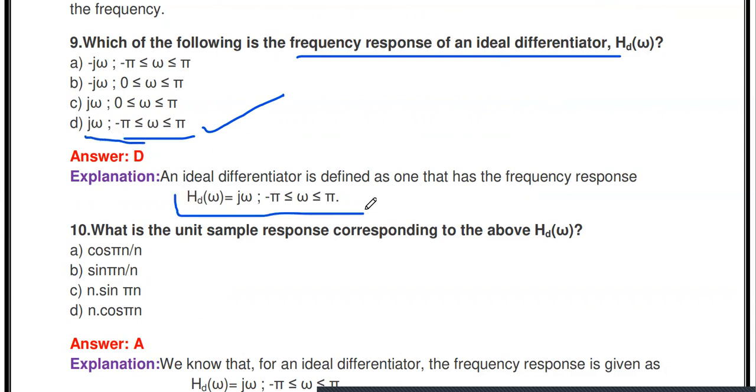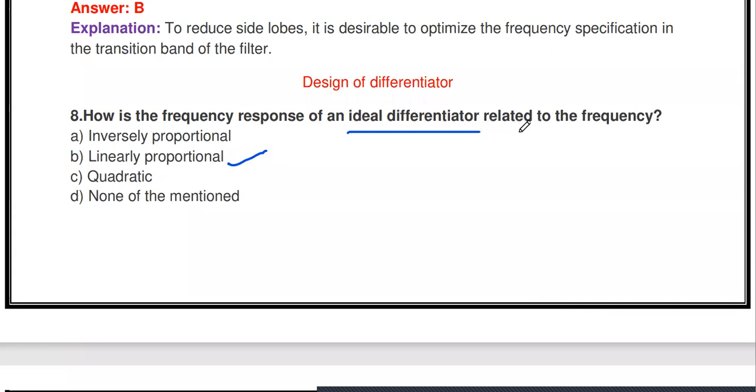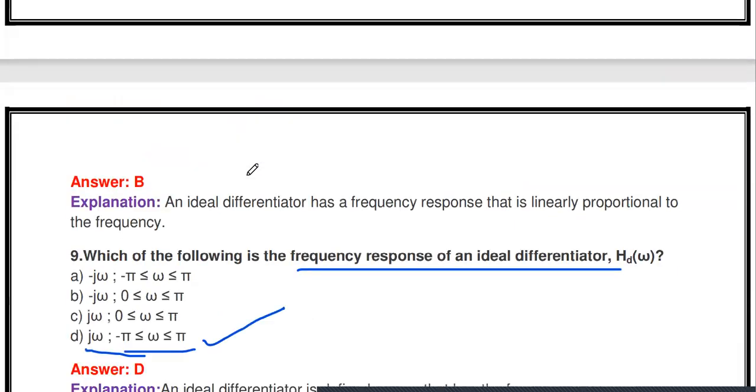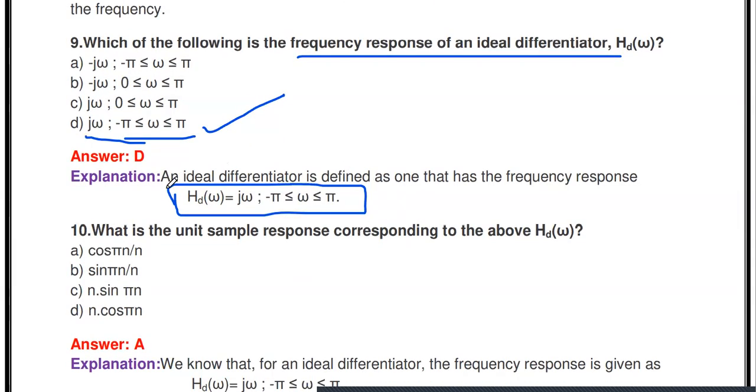The frequency response of the ideal differentiator is given by H_d(ω) equals jω. That's why, in the previous question, the frequency response of the ideal differentiator is linearly proportional to the frequency. If you take the modulus of H_d(ω), the answer is ω, so it is linearly proportional to the frequency. This is the frequency response of the ideal differentiator.